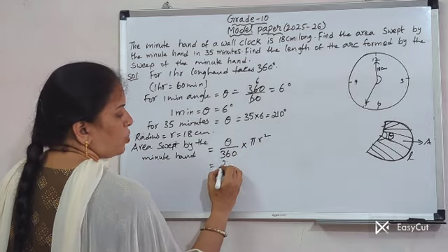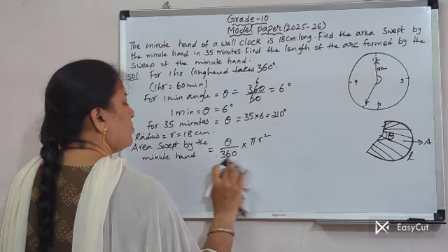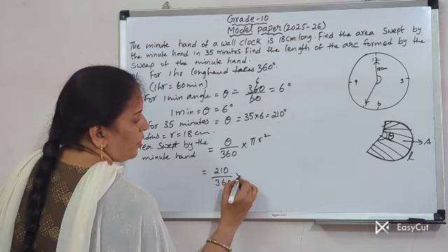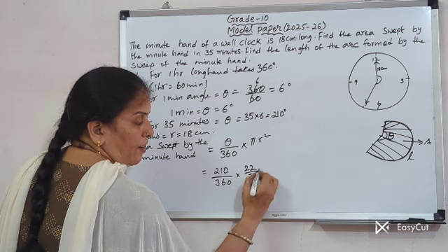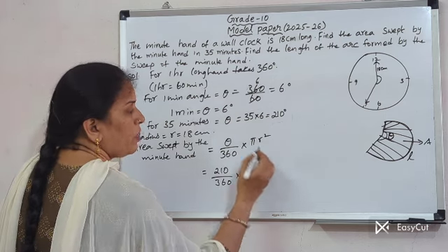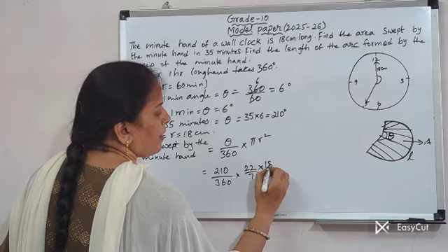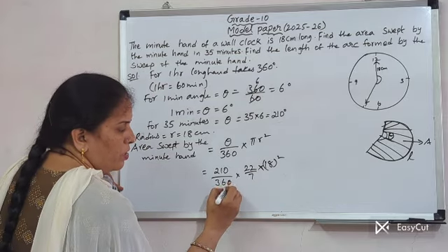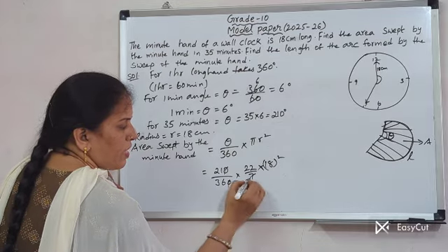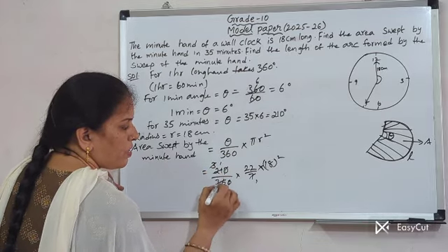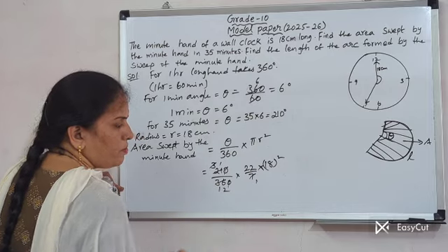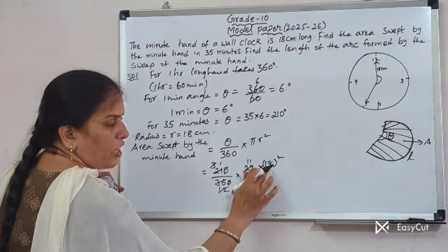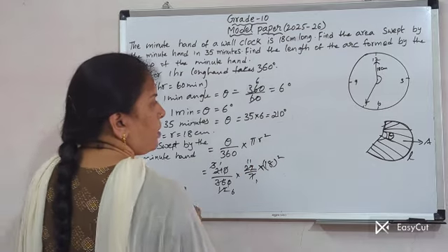Theta means how much? 210 by 360 into pi means how much? 22 by 7. R means how much? 18. 18 square. Okay. Now any cancellation? 0, 0, 7 ones, 7 threes, 3 ones, 3 12s. Okay. 2 6, 2 11s. We should not cancel this one. We will extend.